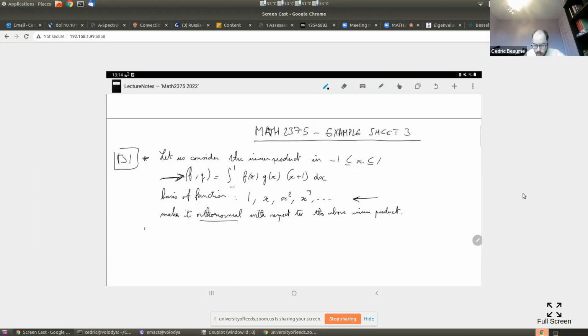Okay, so let's do this. The way we do this generally is via a process called the Gram-Schmidt decomposition of these functions. Let's just do it in a simple way. Let's make sure that we have orthogonal functions first, and then we will normalize.